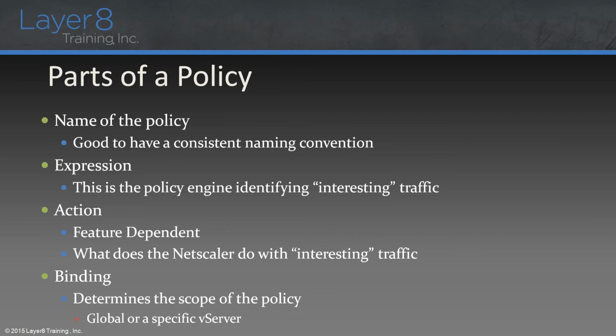Okay? The second thing that's a part of a policy is the expression. This is what the policy engine is about. We're going to identify interesting traffic. Okay? Now, what makes it interesting? It could be the URL that you're requesting. The URL could equal, it could contain, something like that. Could be that we're looking for headers. And so you could have a header that exists or contains something, equals something, and so on. The idea is we're identifying interesting traffic.